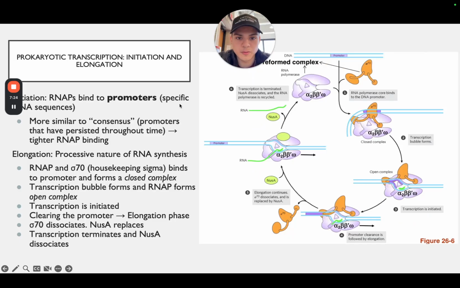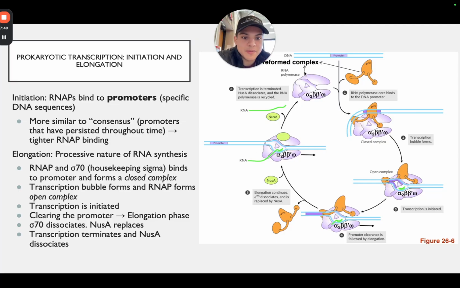So we're going to talk about prokaryotes specifically, talking about initiation and elongation. For our RNA polymerase, it binds to the promoters, which are basically these specific DNA sequences, as I mentioned before, and it's like a consensus. So you can think of it like the TATA box or something like that. I'm sure that name is familiar, but if it's not, look up TATA box. What does it mean? It's just a general promoter.